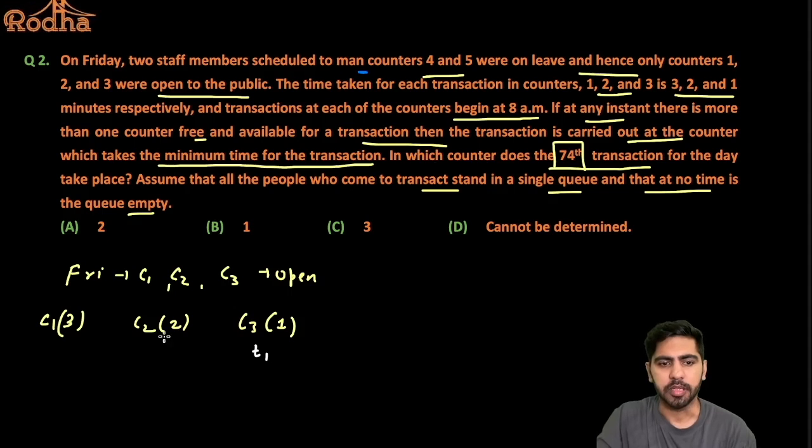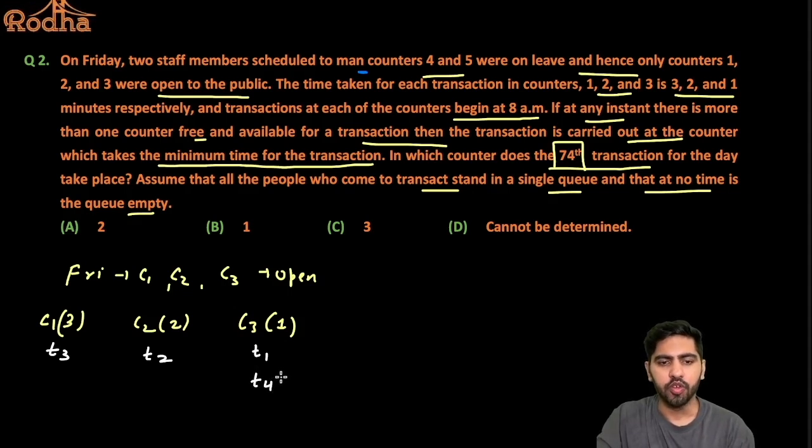At no time is the queue empty. So can I say transaction 2 should start from counter number 2 and transaction 3 should start from counter number 3, right? Now, at the end of 1 minute, what will happen? Counter 3 will get empty. So transaction number 4 can be started at counter number 3, right?